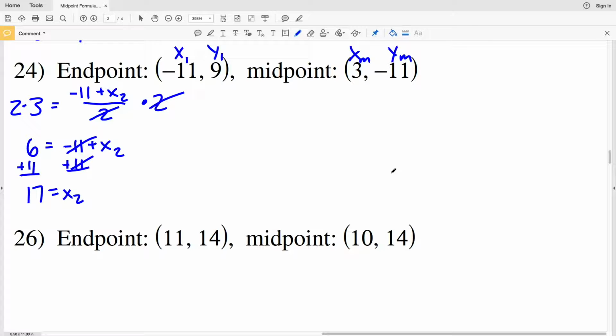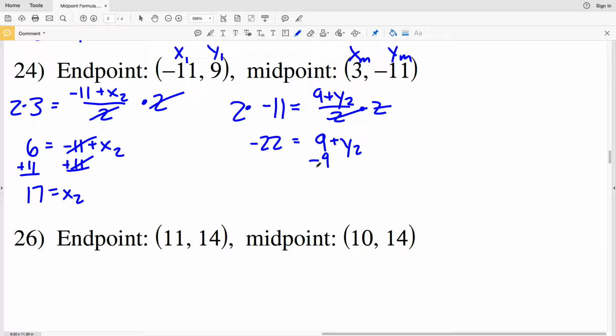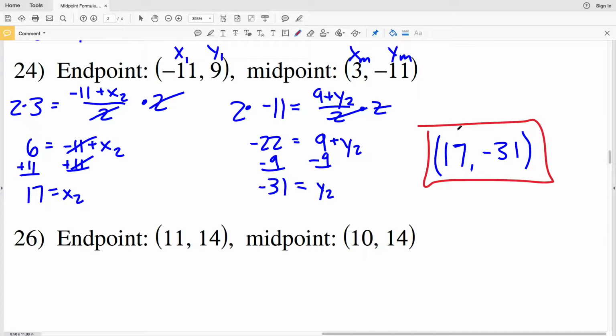And now to find y sub 2, y sub m equals negative 11. So negative 11 equals 9 plus y sub 2 divided by 2. Multiplying both sides by 2, 2 times negative 11 is negative 22. So negative 22 equals 9 plus y sub 2. Subtracting 9 from both sides, I'll get that negative 31, since negative 22 minus 9 is negative 31, that's equal to y sub 2. So x sub 2, y sub 2, 17, negative 31. That's the coordinates of my other endpoint.